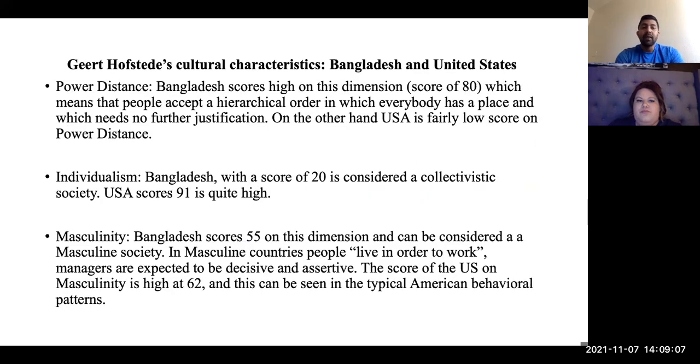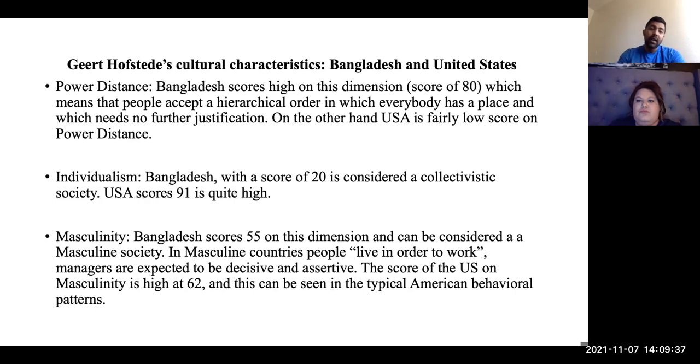So in power distance, Bangladesh scores really high. It's like 80, which means that the people of Bangladesh accept a hierarchical order in which everybody has a place and which needs no further justification. And on the other hand, the USA is totally kind of opposite. It's fairly low on the score of power distance.